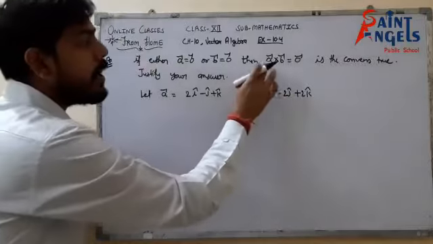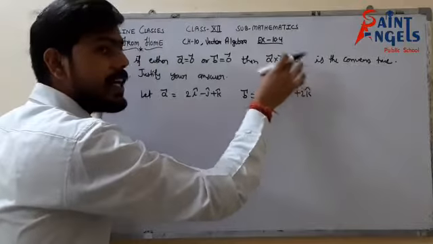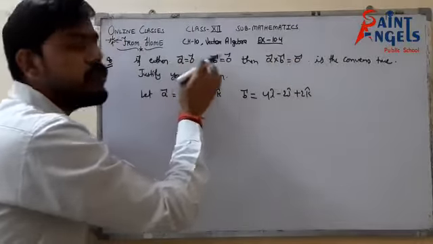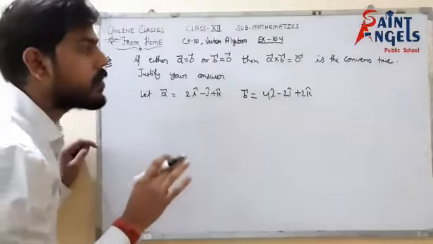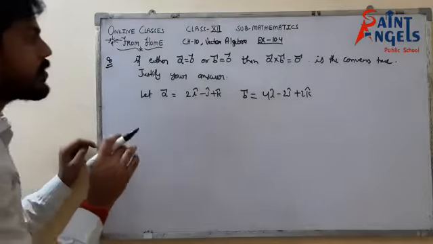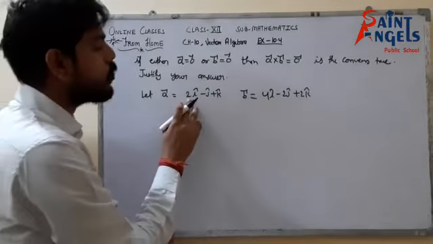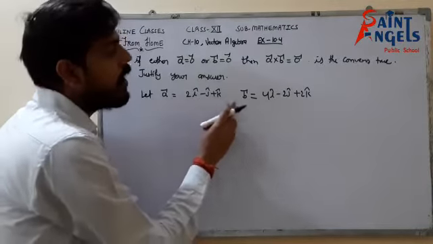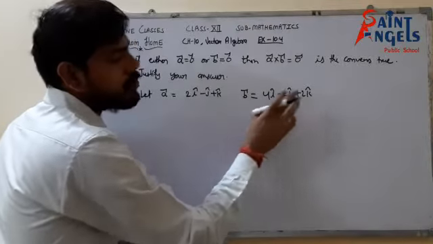It means if A cross B equals the zero vector, then is it true that A or B equals the zero vector? That we have to prove. First of all, let me tell you, it's not true, but we will prove it by an example. Suppose I have taken vector A as 2i minus j plus k, and vector B as 4i minus 2j plus 2k cap.